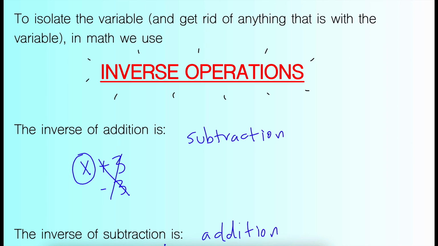We use inverse operations to get rid of numbers that are with variables. And we looked at two inverse operations today. The inverse of adding something is subtracting it, and the inverse of subtracting something is adding it. So you should be able to tell me what it means to isolate something, what an inverse operation is, and be ready to use this to solve equations tomorrow.